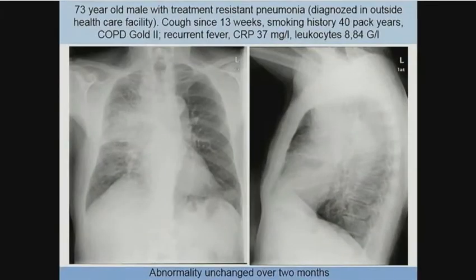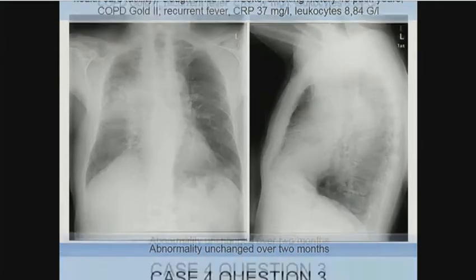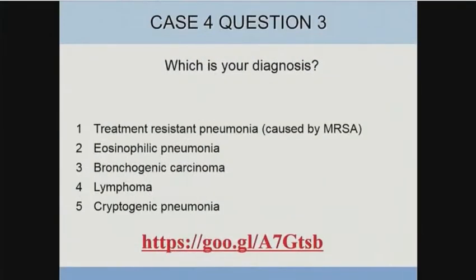So we go back to that case, and now we need the diagnosis here. That's the 73-year-old male with COPD and a smoking history and the unchanged abnormality. And the question is, which is your diagnosis? Is this treatment-resistant pneumonia, eosinophilic pneumonia, bronchogenic carcinoma, lymphoma, or cryptogenic pneumonia?